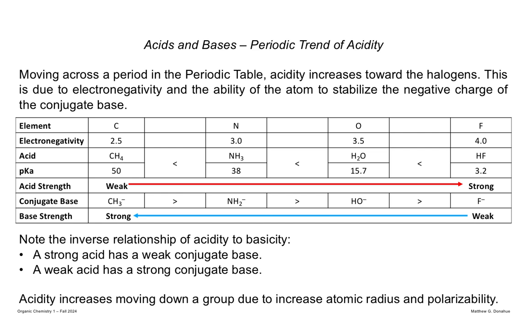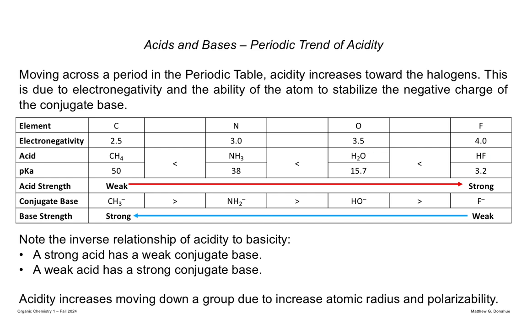So the periodic trend for acidity. Remember that when we talk about acidity, we're also implicitly talking about basicity, so they're complementary to one another. In this table, we have C, N, O, and F. The electronegativity values from the periodic table again increase towards fluorine. And then here are just some simple examples of acids: methane, ammonia, water, and HF.